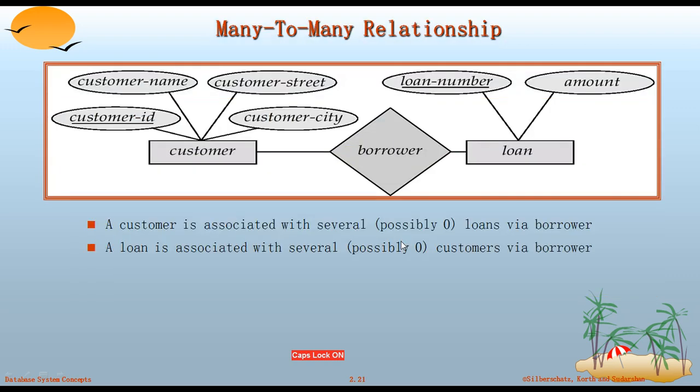Many-to-many: a customer is associated with several, possibly zero, loans via borrower. A loan is associated with several, possibly zero, customers via borrower. So a customer or loan may not be associated with anyone, and it is called a many-to-many relationship.